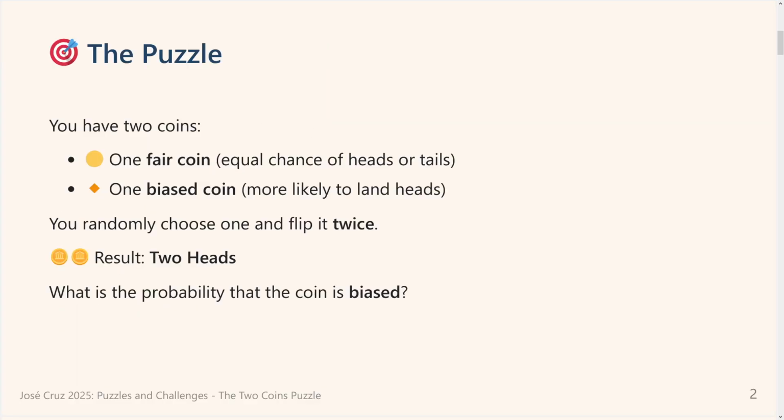So the puzzle, you have 2 coins. That's the puzzle about the coins. You have 1 fair coin, equal chance of heads or tails, and 1 biased coin, more likely to land heads. But you don't know which one is biased and which one is fair. You just have 2 coins in your hand, but you know that one of them probably is not fair. So you randomly choose one. You take one of the coins from your hand and you flip it twice, and you have a result which is 2 heads. And the question is, what is the probability that the coin is biased?